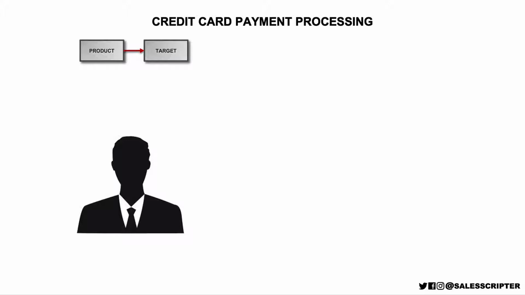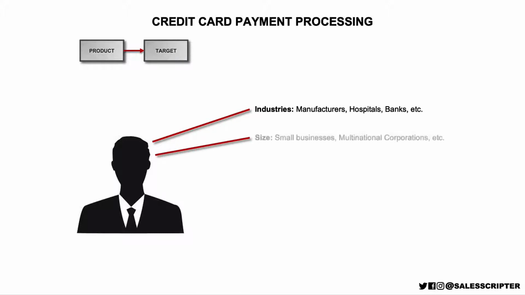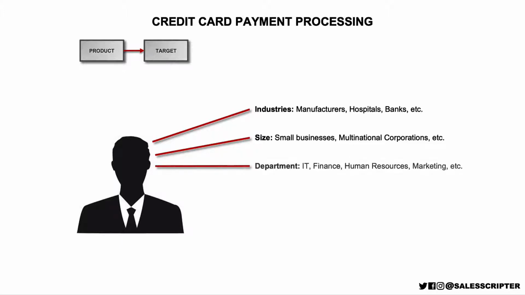And some things that you can think about when trying to think about who is the target audience that we're going after. You might be targeting different industries. You might be targeting different sizes of organizations or businesses. You might be going after different departments inside of a company or a business. Maybe you're targeting different levels in the organization. Different levels in the organization care about different things, and that could impact your sales pitch.